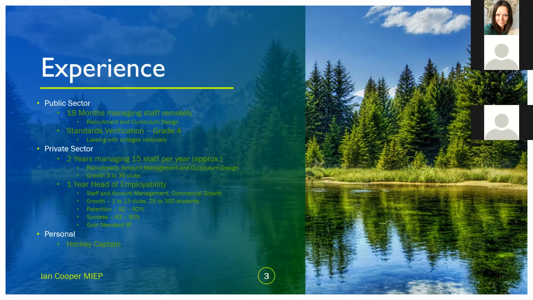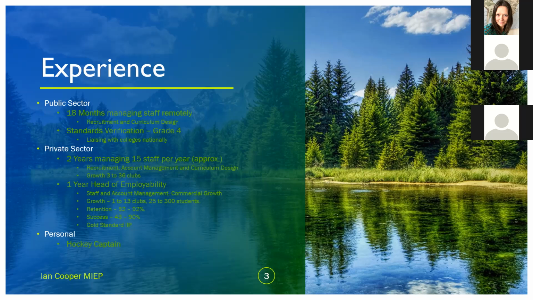In terms of the private sector, I've had 2 years managing approximately 15 staff. That ranged from 13 to 21 at one point. Within that, I was responsible for recruitment, account management, and curriculum design, and growing the Midlands and the North, with help of other colleagues, from 3 to 36 clubs. From those 2 years of curriculum management, I did last year as head of employability, where I was responsible for staff development, account management, and commercial growth. Previous to that 1 year as head, I was responsible for helping grow the account from 1 to 13 clubs, from 25 to 300 students.